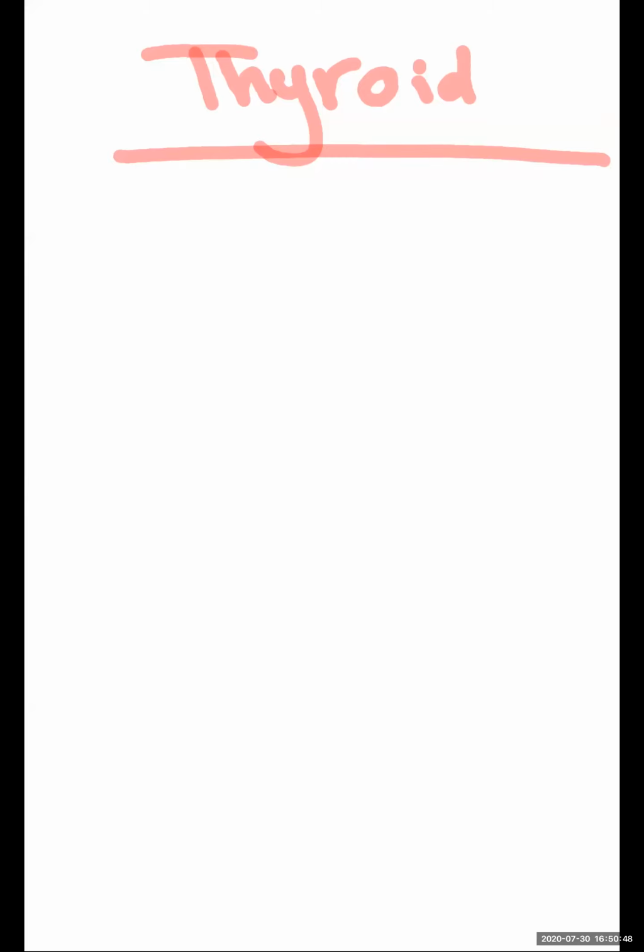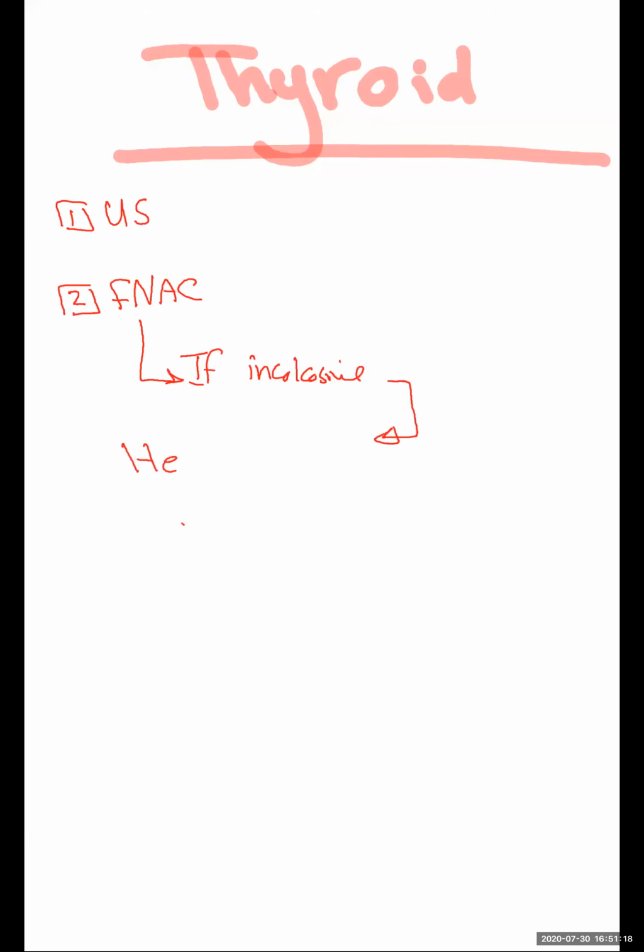Thyroid. Number 1, ultrasound, nothing else. Number 2, this is how to diagnose any lesion in the thyroid: fine needle aspiration cytology. If inconclusive, I will go for biopsy, hemithyroidectomy. This is for thyroid conditions.